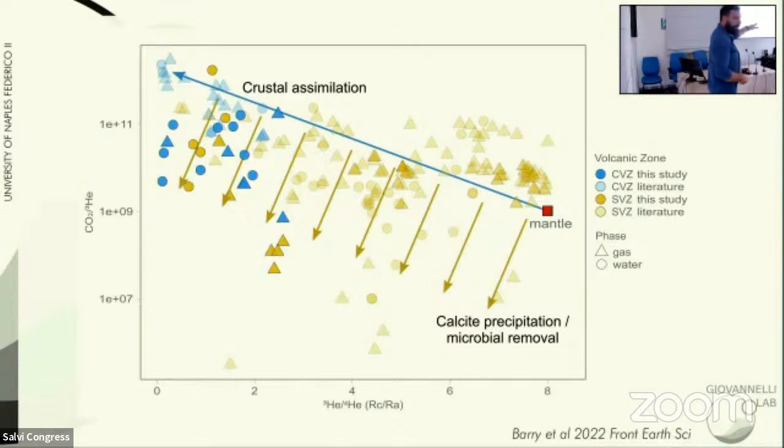This is a bit more technical, but what we saw is that when you are in the central area of South America, where the crust is very thick, we see a lot of what we call crustal assimilation, addition of CO2 in the area. When we move to the south part of South America, where things get thinner again, we see a lot of calcite and microbial precipitation again. So right now we think that microbial precipitation and calcite precipitation is happening everywhere, but you don't see it sometimes because you see more input from the crust.